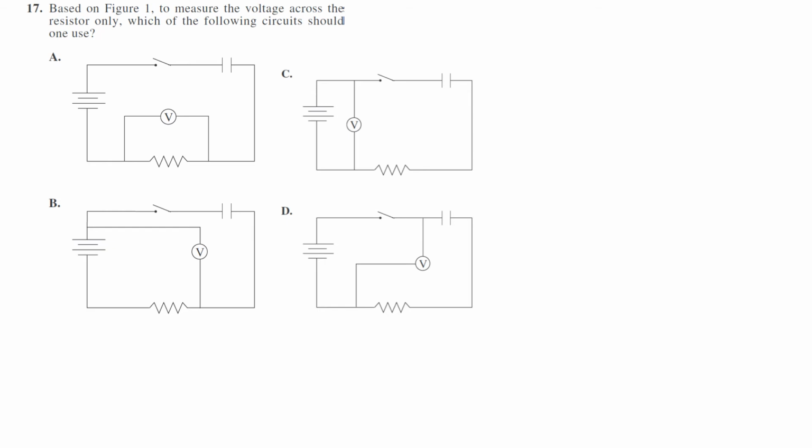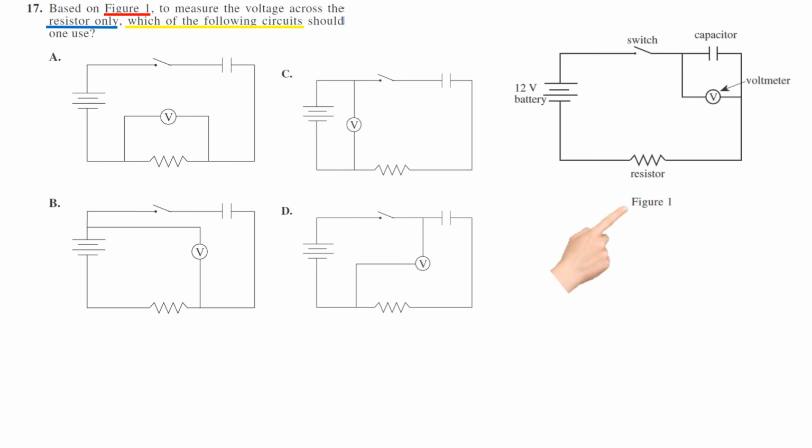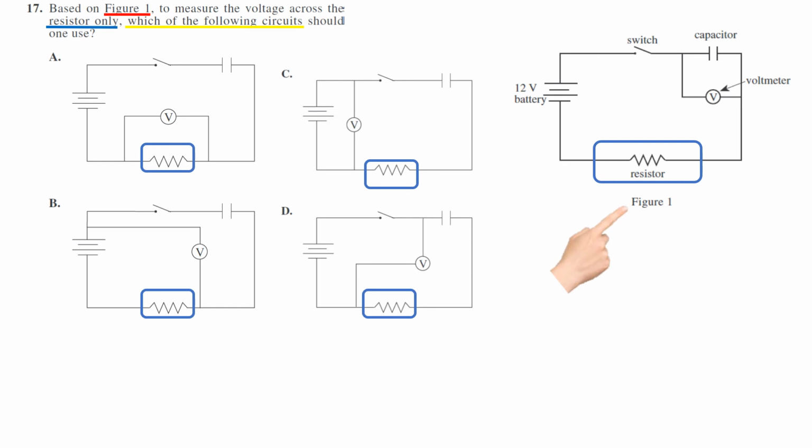In your first read through for question 17, you want to know which of the following circuits one should use. Put your finger on figure 1, because based on figure 1, to measure the voltage across the resistor. This is the resistor, so we can see that in each of the figures. And the voltage across is going to be measured by the voltmeter. So which one surrounds the resistor? That's going to be choice A.